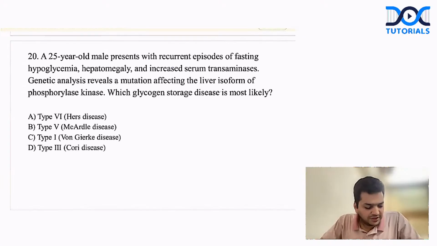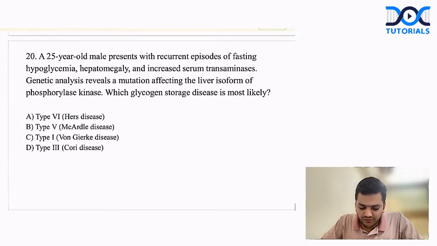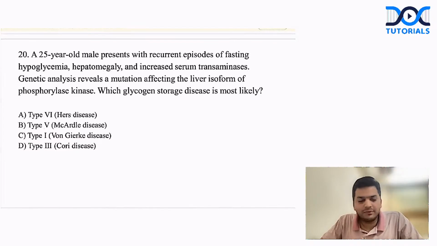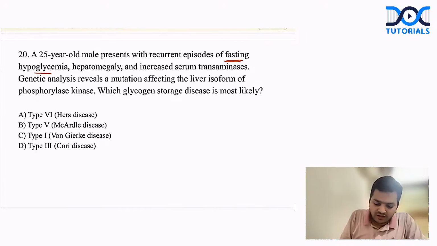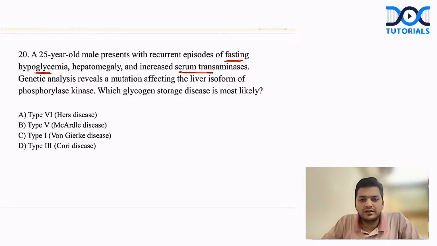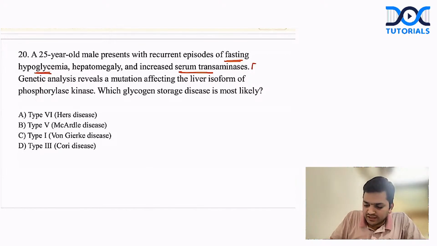Yes. Now here comes the last question. A 25-year-old male presents with recurrent episodes of fasting hypoglycemia. Fasting hypoglycemia is there. The hepatomegaly is there. There is increased level of serum transaminase. The SGOT, SGPT, they are increased, meaning something is going on in the liver. There is a liver defect. There is some liver pathology.